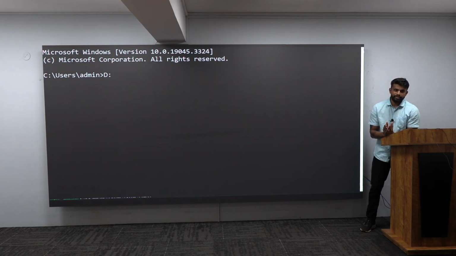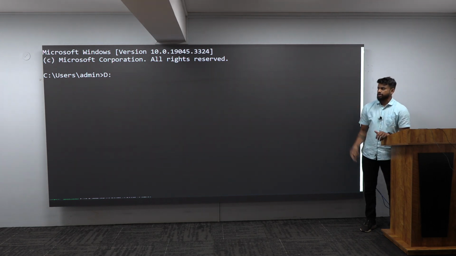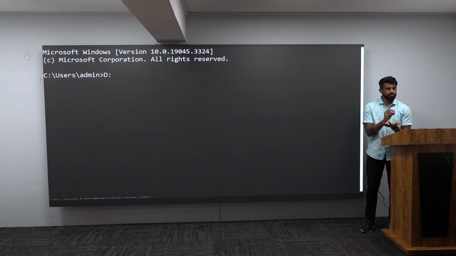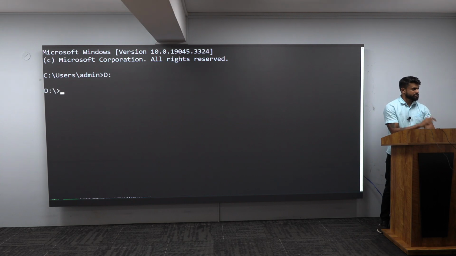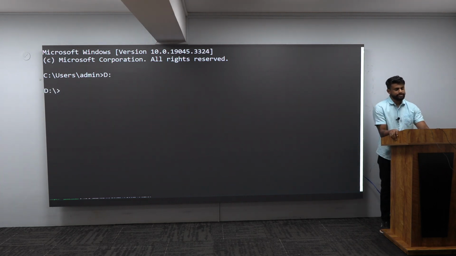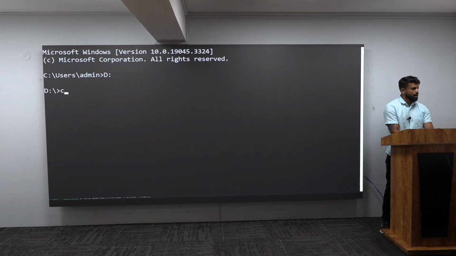When you go to the industry, all of these commands, you will use rigorously. Without these commands, there is no existence of the software industry itself. As you go on with the classes, you will learn different commands. At this point of time, this much is required. Now you are in D drive.